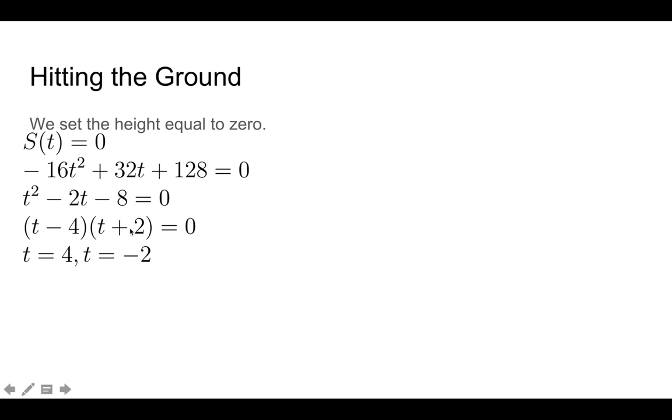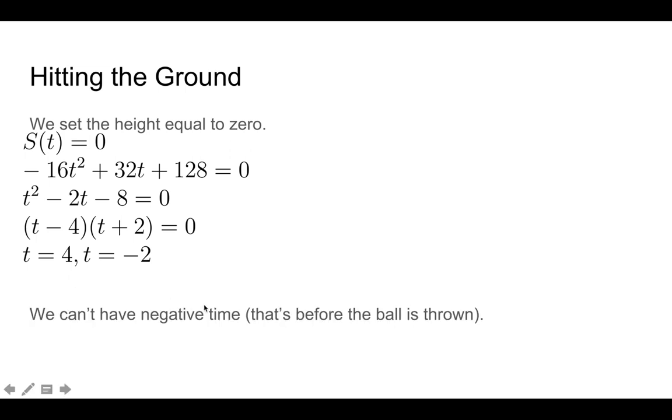So negative 2 seconds is 2 seconds before he throws the ball, when he's still climbing the stairs or he's standing up on the roof. He's not throwing the ball yet. The ball's not moving. It's in his hand. That time makes no sense. Throw that away. It's not part of our reasonable domain for this question. T equals 4 makes perfect sense though. It takes 4 seconds for the ball to go up, come back down, and hit the ground.